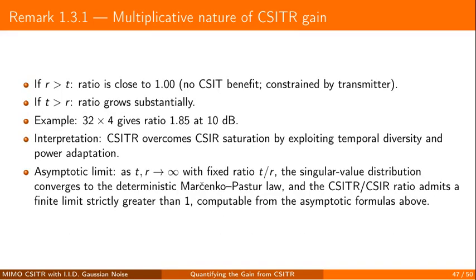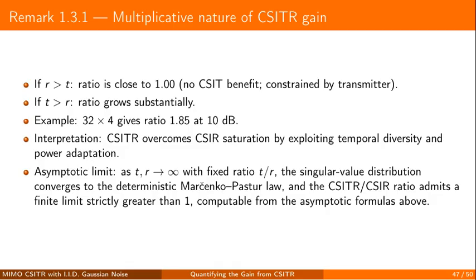Let's interpret this. When the receiver has more antennas than the transmitter, the ratio is close to 1, no CSIT benefit, because the system is already constrained at the transmit side. When the transmitter has more antennas, however, the ratio grows substantially. A strongly asymmetric configuration with many more transmit than receive antennas can nearly double the capacity at 10 decibels. The intuition: CSITR escapes the saturation that limits CSIR by exploiting temporal diversity and power adaptation, advantages that simply aren't available when the transmitter is blind to the channel.